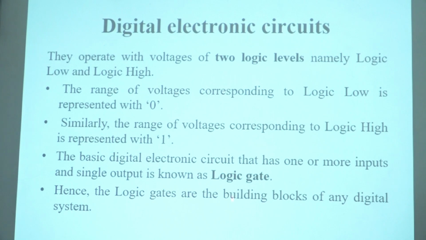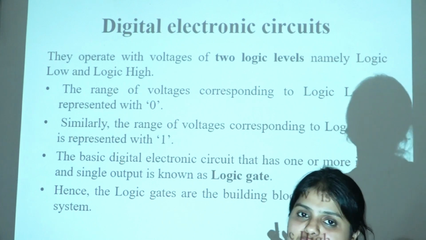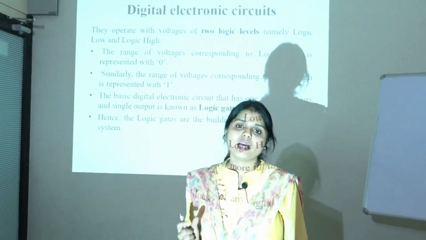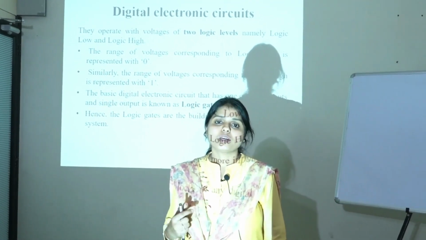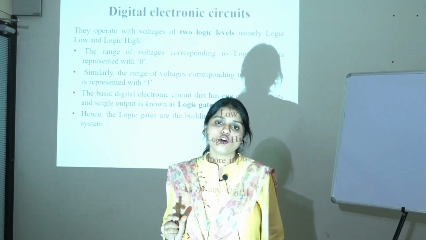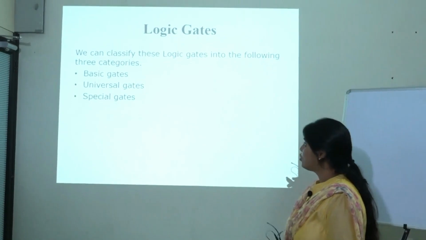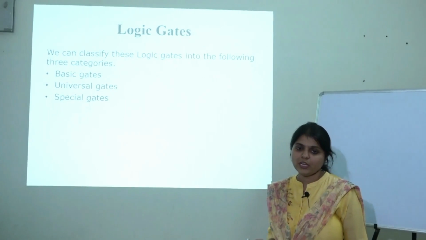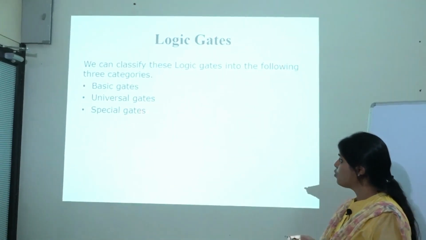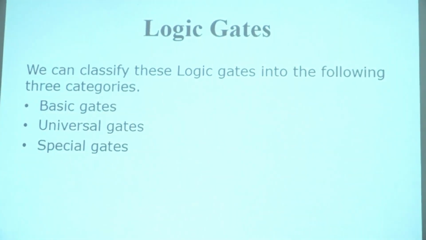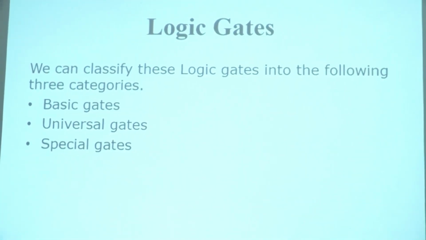These logic gates are the building blocks of any digital circuit. If you want to design any digital logic circuit, we will have to look into the logic gates. What are these logic gates? How many types of logic gates are there? And what is the symbol of the logic gates? When we talk about logic gates, we categorize them into three different types. The first one is the basic gates, the second one is the universal gates, and the third one is the special gates.